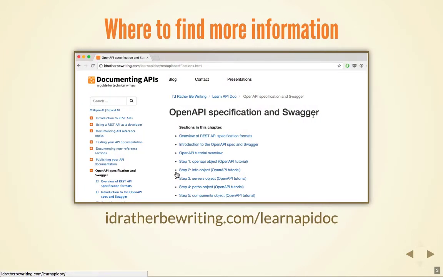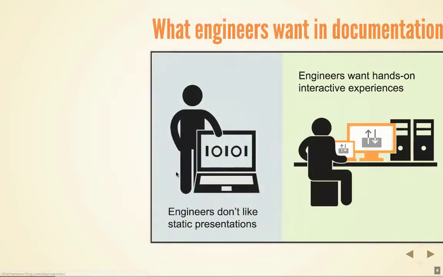In case you want more information, I have a site, idratherbewriting.com/learnapidoc. It has a whole course on how to do API documentation. And specifically, what we're covering tonight is this section on OpenAPI specification and Swagger. If you expand that little section on the left, you'll see all of this information. I'll talk a little bit more about this later, but just letting you know that this is basically the written version of all this content.